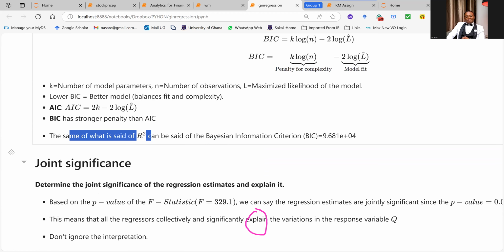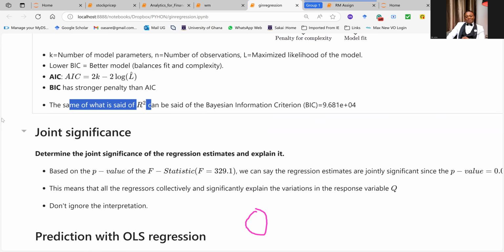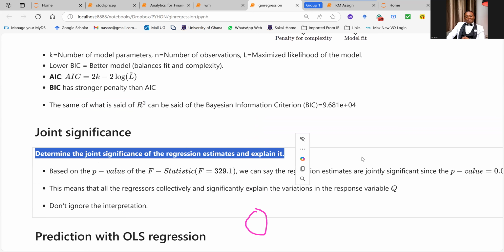Now let's go to the joint significance. The joint significance will always be you answering this question: determine the joint significance of the model.